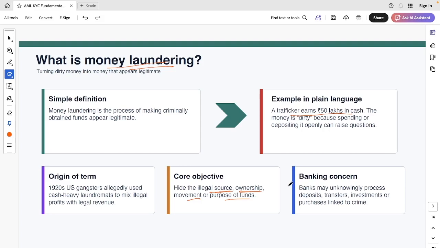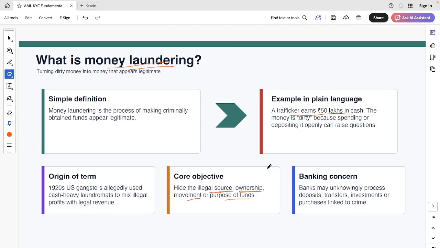And money laundering is not just cash. It can happen through digital payments, trade finance, crypto, real estate, securities, prepaid cards, and cross-border transfers. That's why you must have observed that there are so many restrictions when we do any transactions. There are so many controls imposed on us just to prevent money laundering.